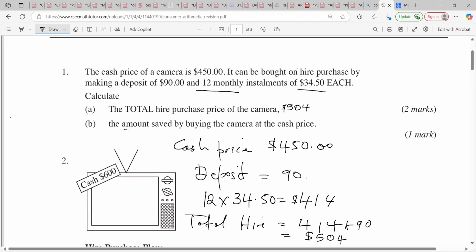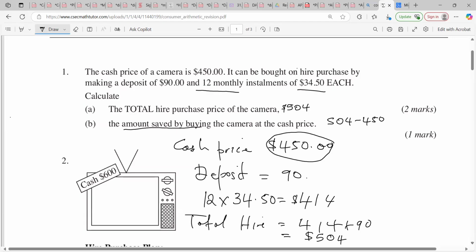Now, they ask for the amount saved by buying cash. If you bought with cash, you'd have paid only $450. So what we have to do is find the difference between 450, which is the cash price, and the hire purchase price, which is 504. So the difference is 54. So the person would have saved 54.